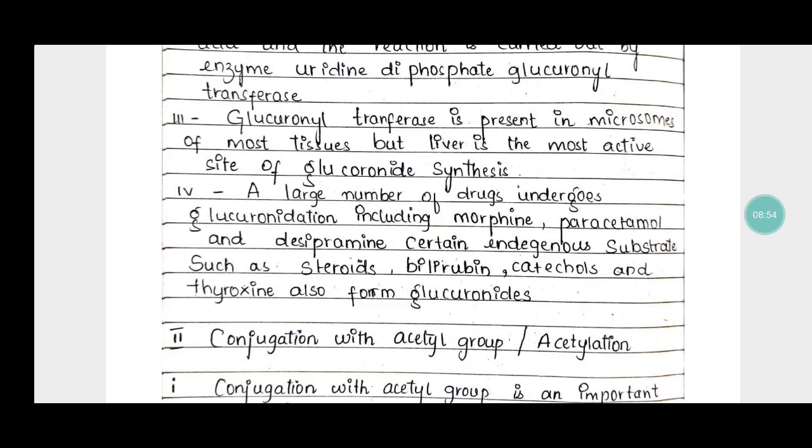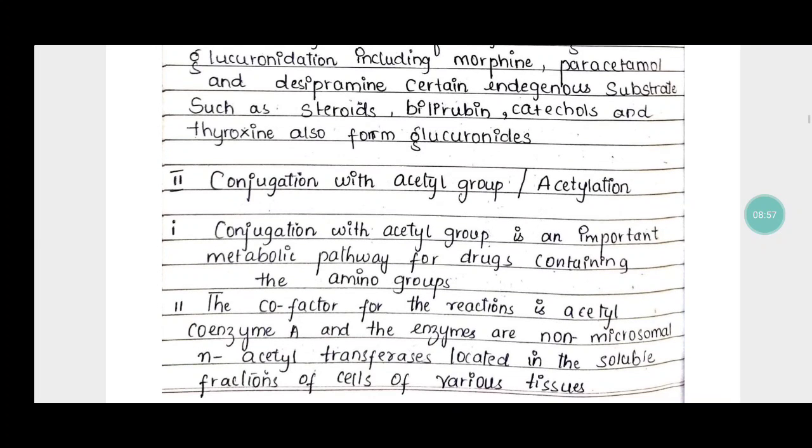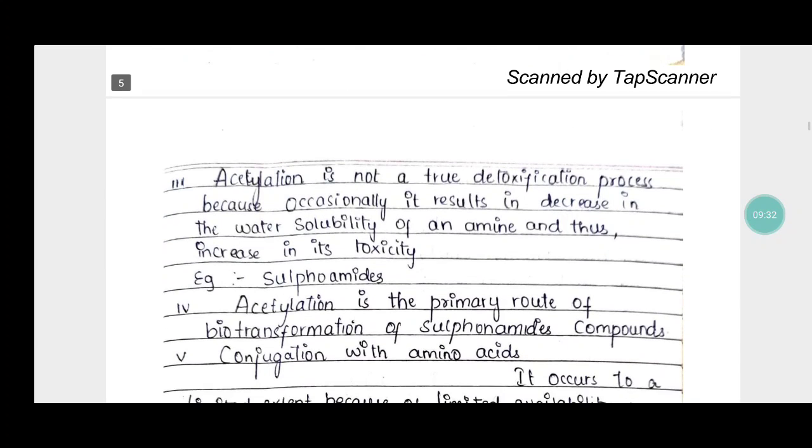Number 2 is conjugation with an acetyl group, that means acetylation. Acetylation is the most important metabolic pathway for drugs that contain amino groups. The cofactor for the reaction is acetyl coenzyme A, acetyl CoA, and the enzymes are non-microsomal. So N-acetyltransferase is located in the soluble fraction of cells of various tissues.